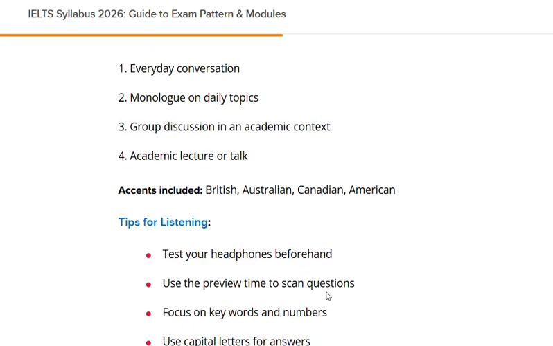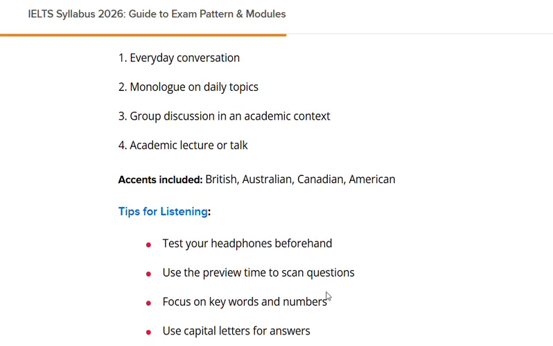The most important part is tips for the listening, and this is from the official website. We will always make sure that our headphones are working fine, whether it is an offline test or an online test. Also, we should be careful about the time limit. Always focus on the keywords and the numbers. The most important point is the last one, which is to use capital letters for answers.